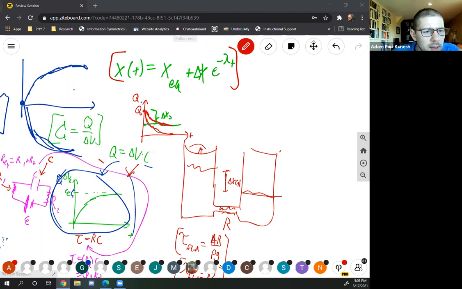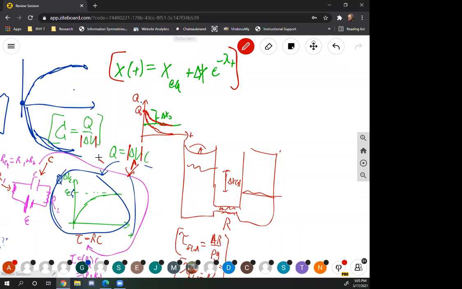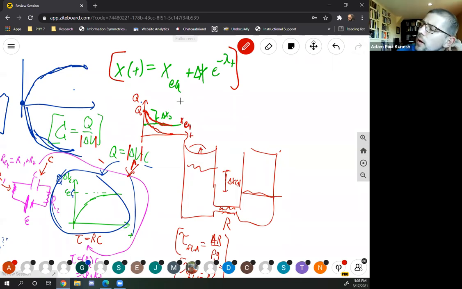Is the delta V in the equation magnitude then? That's right. Yes, this is typically magnitude. So x of t equals x equilibrium plus delta x. That's just if we were having a discharge. So if we're charging up to some higher value, that higher value would be my equilibrium point.